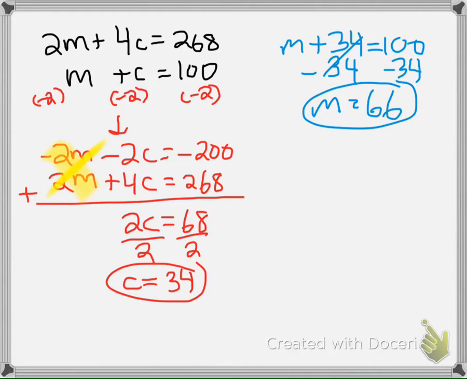So the solution is that they sell 66 mouse pads and 34 cell phone cases. Okay, so I should see all of your work multiplying one of the equations, adding them together, getting C, solving for M, and then putting it as a coordinate point.